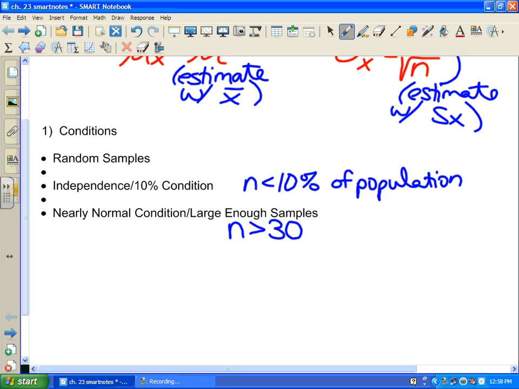Do they typically tell us what that is? Yes, it's very rarely bigger than 30. That would be too easy. So if it's not bigger than 30, it doesn't mean the condition's not met, but it means it has to instead be nearly normal. Which nearly normal means it needs to be unimodal and symmetric.